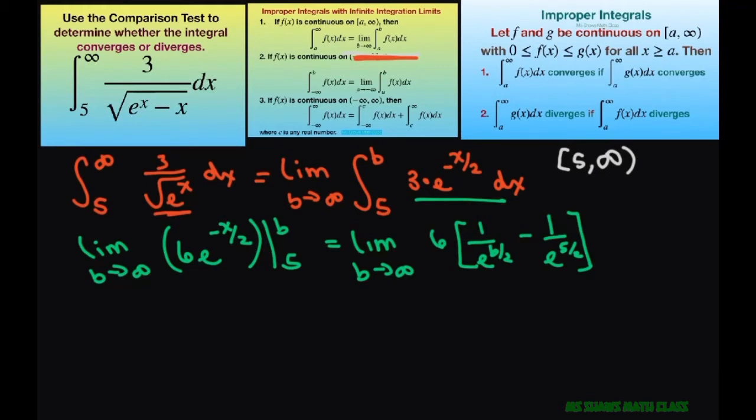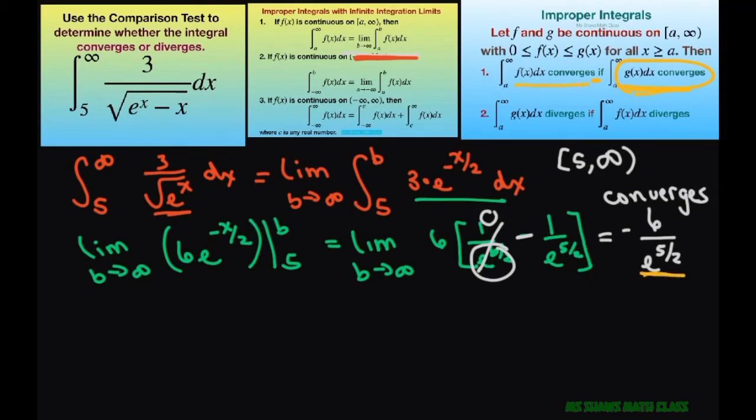So simplifying this, when b gets large, this is going to be 0, and then we have minus, so this is going to equal negative 6 divided by e to the power of 5/2. So that means it's convergent. I'll put converges. Now, since it converges, this is going to be our g of x. So if our g of x converges, that means f of x converges if this is true.